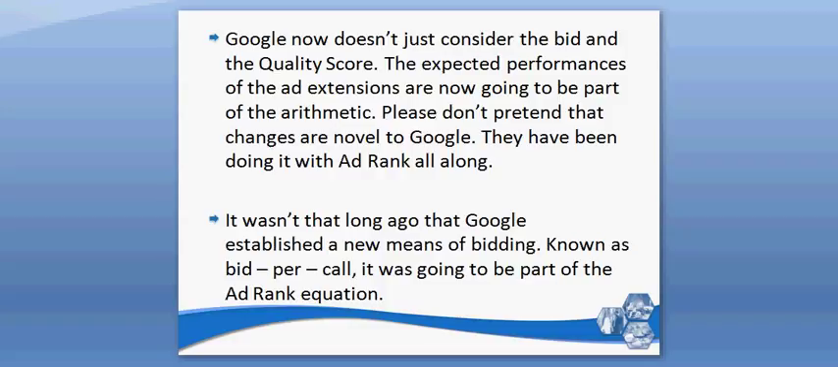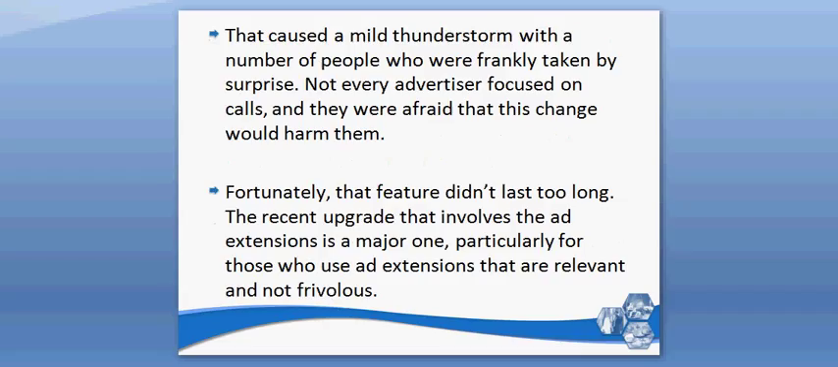Please don't pretend that changes are novel to Google. They have been doing it with ad rank all along. It wasn't that long ago that Google established a new means of bidding. Known as bid per call, it was going to be part of the ad rank equation. That caused a mild thunderstorm with a number of people who were frankly taken by surprise. Not every advertiser focused on calls, and they were afraid that this change would harm them. Fortunately, that feature didn't last too long.